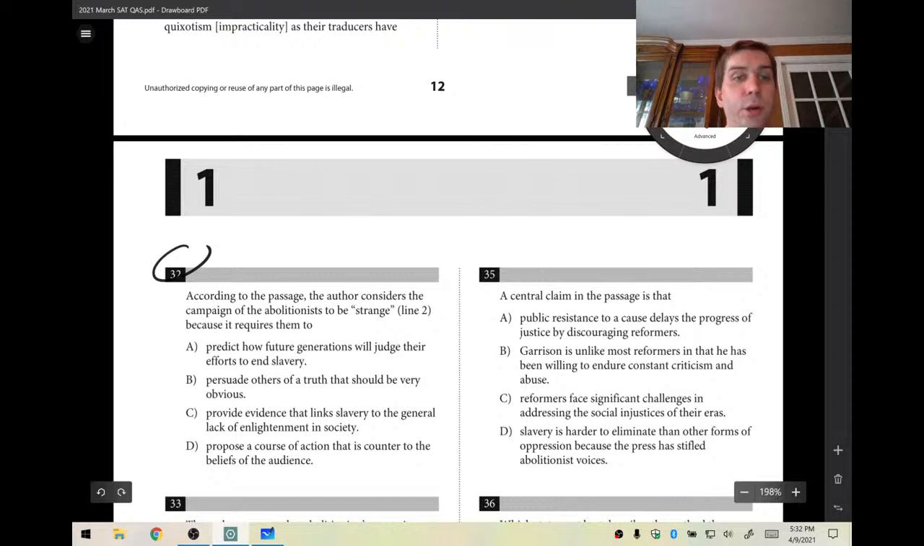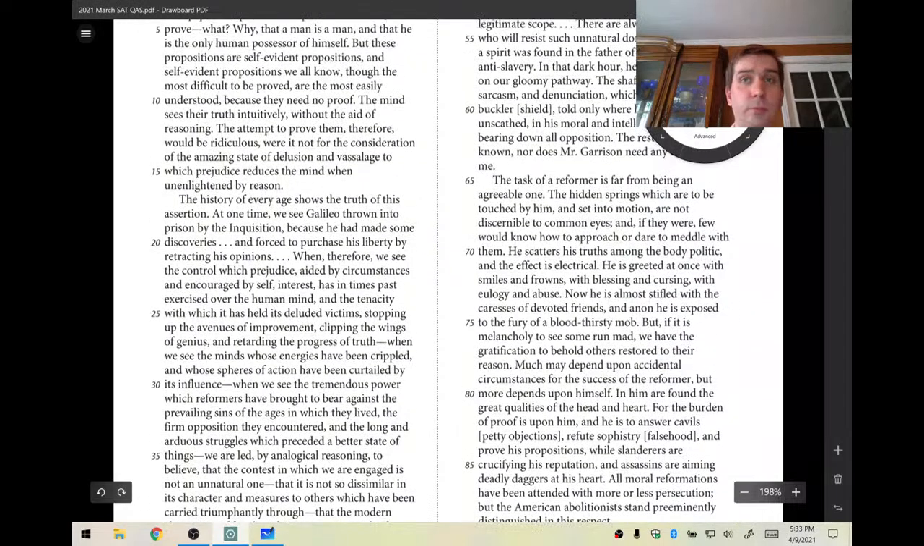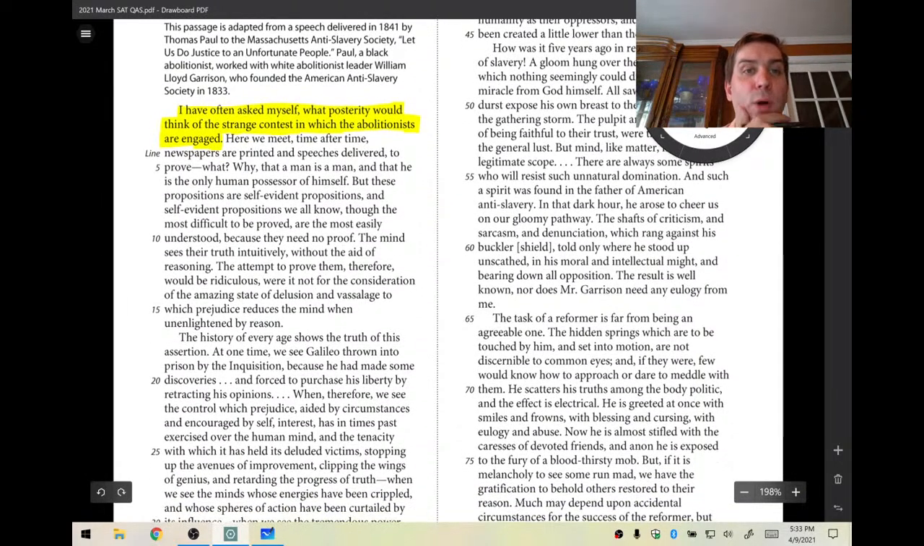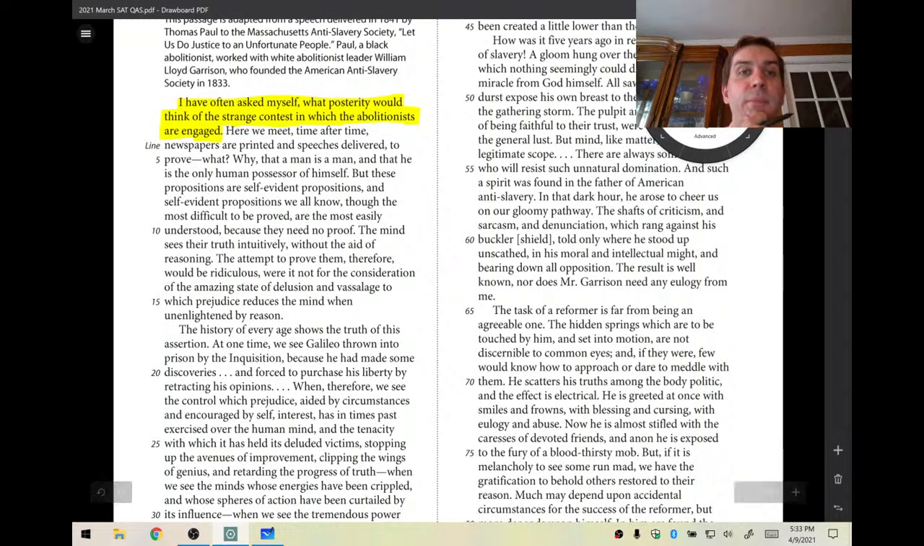It says, according to the passage, the author considers the campaign of the abolitionists to be strange, line 2, because it requires them to what? I'm going to read from line 2. "I have often asked myself what posterity would think of the strange contest in which the abolitionists are engaged. Here we meet, time after time, newspapers are printed and speeches delivered. To prove what? Why? That a man is a man, that he is the only human possessor of himself?"